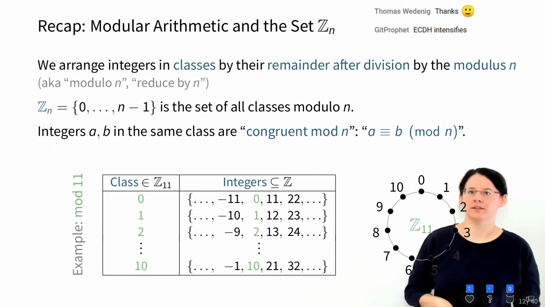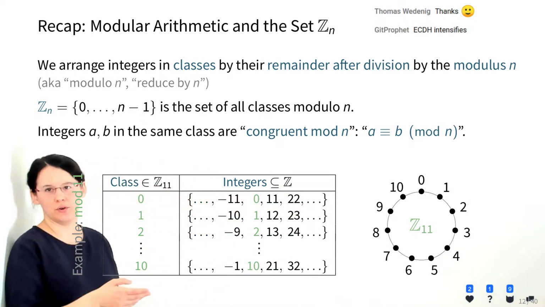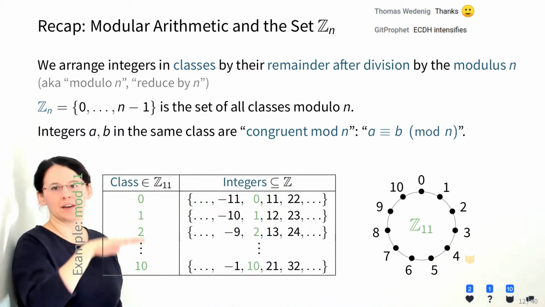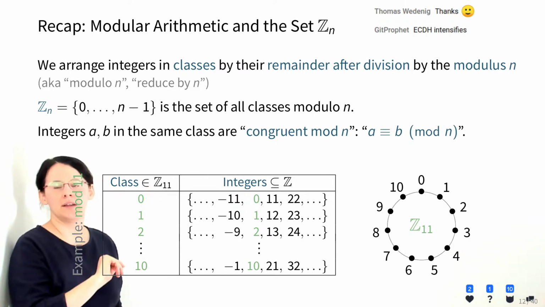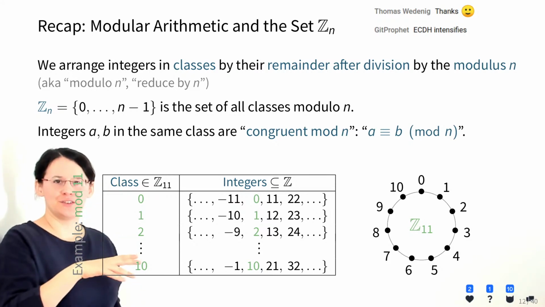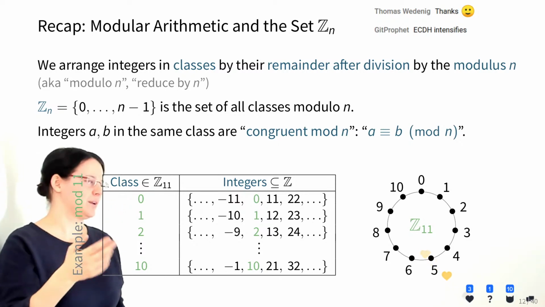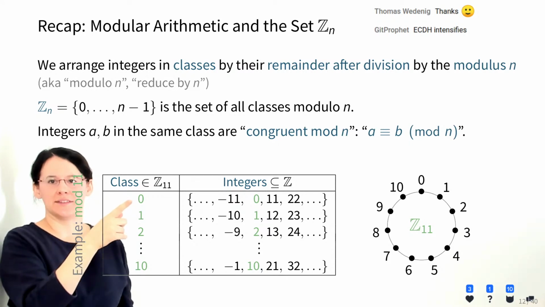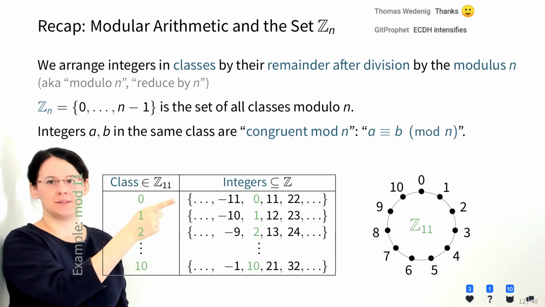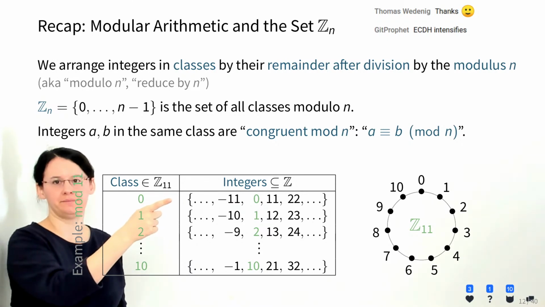So to give you a picture to remember, here is an example of computing modulo 11. So the classes modulo 11 in Z11 are labeled with 0 to 10. We don't use any special notation to indicate that these are classes and not integers, because it's going to be more or less obvious most of the time. And so, for example, the class 0 contains every number that is divisible by 11, any integer. So it can be minus 11, 0, 11, 22, 33, and so on.